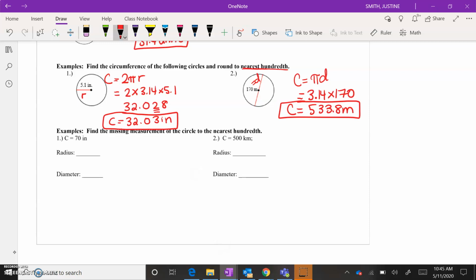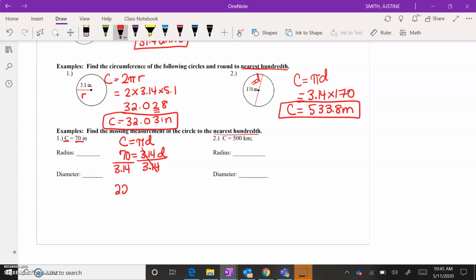So again, we want to use our formula, and for these, I would actually always do pi times diameter, just because it's less information that you need to plug in. So I'm going to plug in my circumference, which is 70. I know that pi is 3.14, and then I'm trying to find the diameter. So if I'm solving this equation, 3.14 is being multiplied by diameter. So to undo that, I'm going to divide on each side, because in an equation, whatever you do to one side, you have to do to the other. So I'm going to do 70 divided by 3.14 to get 22.29. And it says here round to the nearest hundredth.